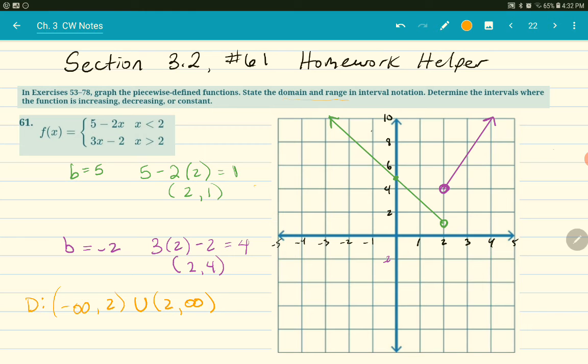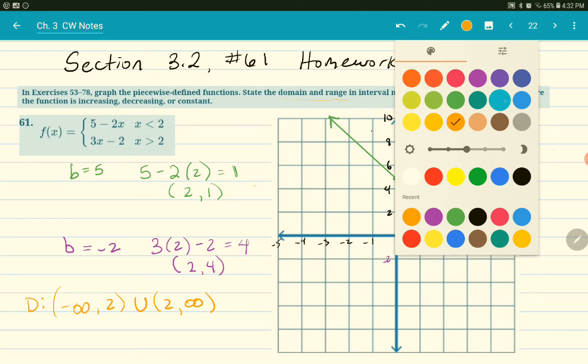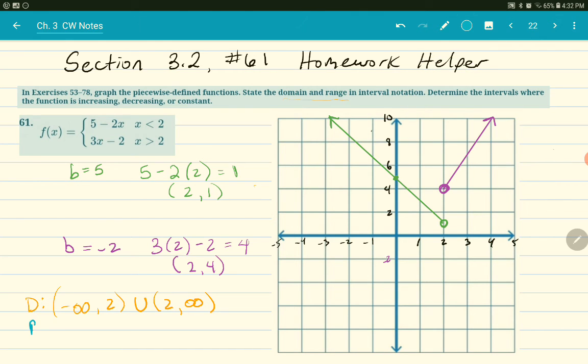So that's my domain. And then my range, that's the y value. So that starts right here at y equals 1, but doesn't include 1 because it's an open circle. And all values above 1 have some value. Even at this hole, you can see there's a y value over here. So it goes on for infinity.